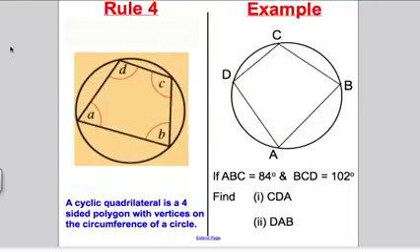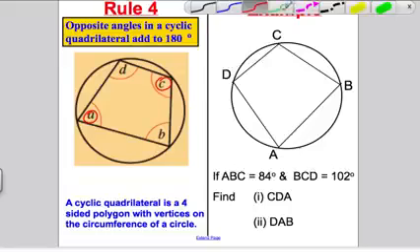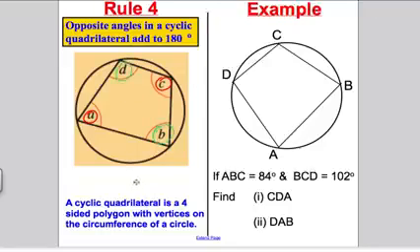Okay, let's move on to rule 4. Rule 4, there's a picture for rule 4. And what rule 4 says is, opposite angles in a cyclic quadrilateral add to 180. So opposite angles, the A and the C, add to 180, and the D and the B add to 180. And that's written there. Now, what does a cyclic quadrilateral mean? A quadrilateral has 4 sides, and a cyclic quadrilateral is one whose corners are on the circumference of a circle. So whenever you see a 4-sided shape whose edges are on the circumference of a circle, you know that the opposite angles must add to 180.